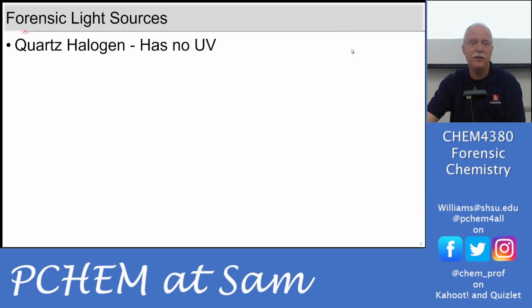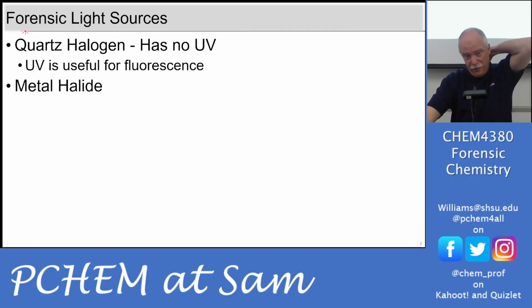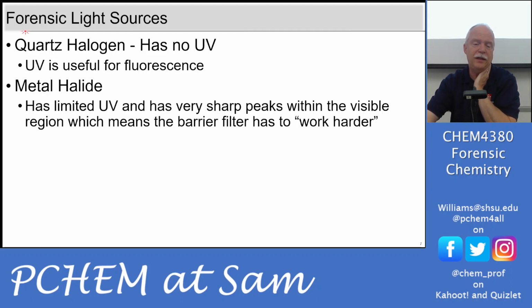So there are different forensic light sources. The UV is useful for fluorescence, and we'll talk about that later on. We have metal halide lights, which have very sharp peaks, again mercury vapor, but you could also have the tungsten halogen lamps. The tungsten is the filament, and the halogen is around the outside. What it does is it provides a pressure blanket around that tungsten filament and allows it to get hotter. And the hotter it is, the brighter it is. So you get more light in the visible region if you have a hotter filament.